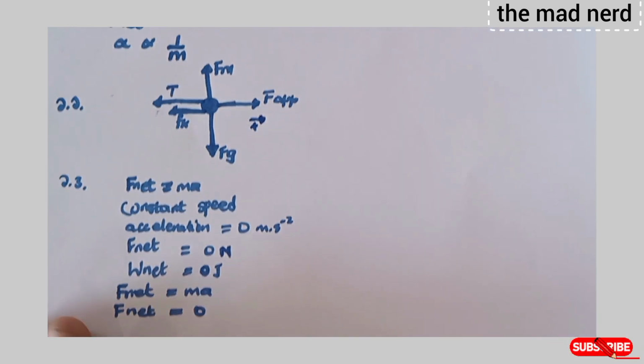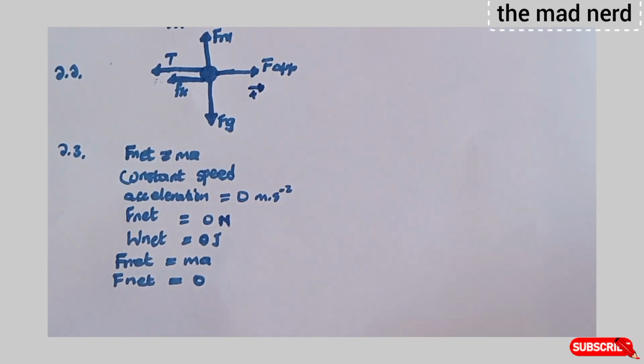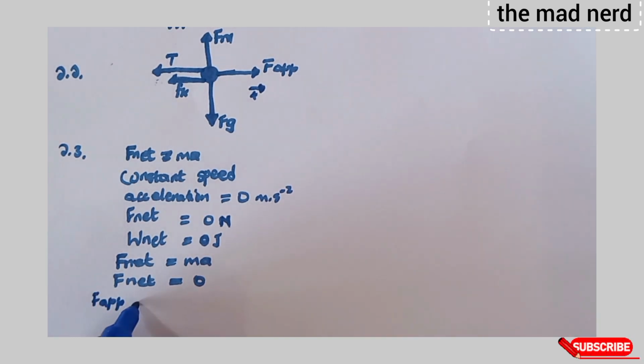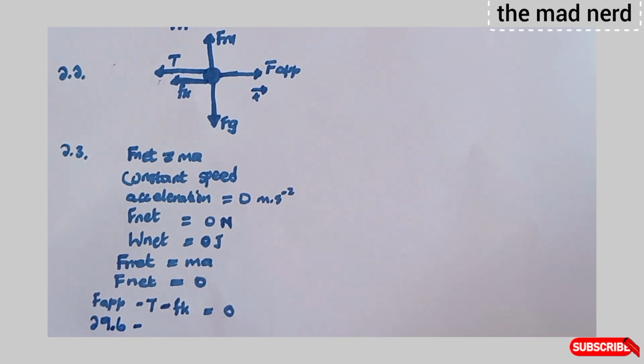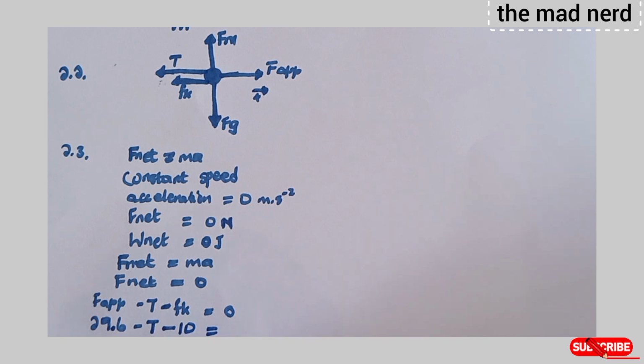So when we attack this question, we will say F applied is minus now, because the tension is going in the opposite direction. It's minus T, and then minus also the frictional force, because it's going in the opposite direction, and that is equal to 0. And then the applied force, they say it is 29.6 minus, we don't have the tension, that is what we are calculating, and then we have the friction, that is negative 10 newtons, and then it's equal to 0.